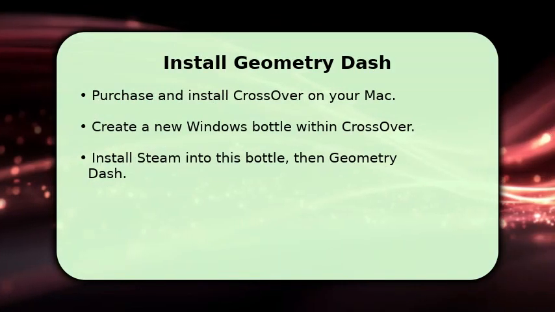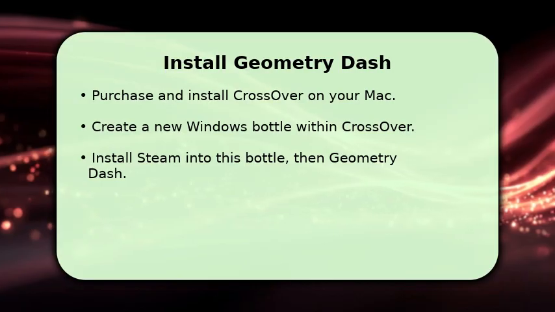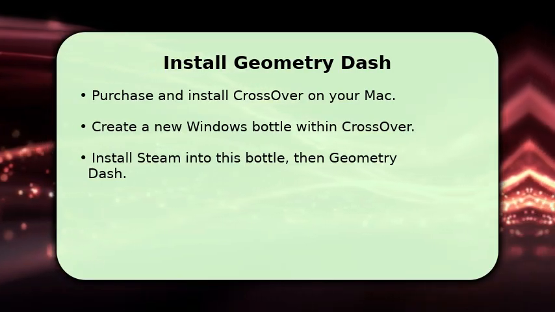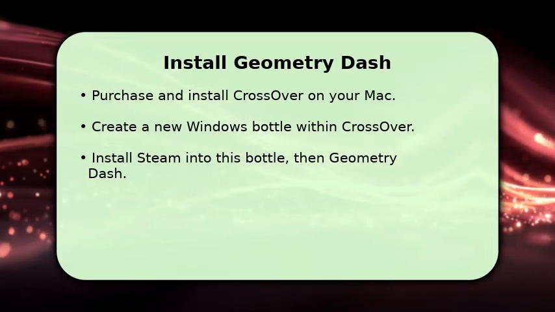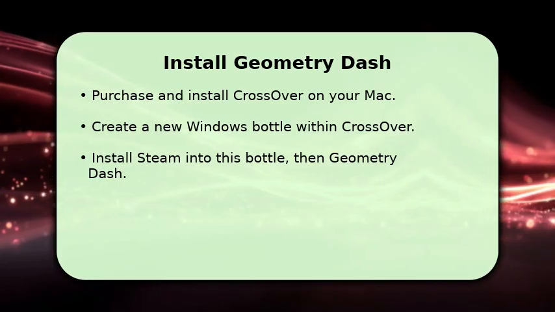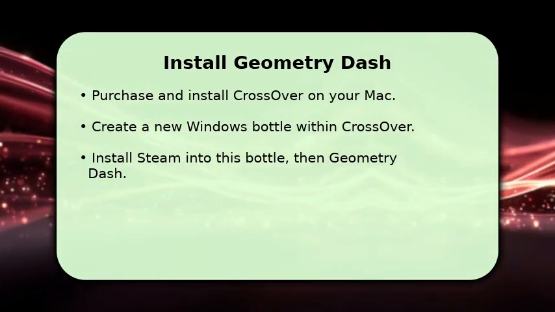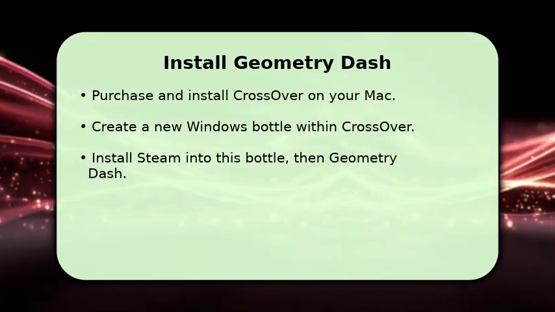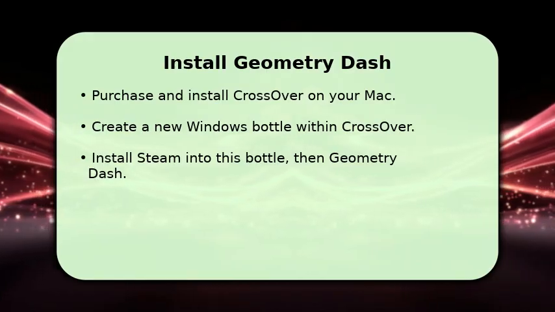Once you have Crossover installed, the next step is to set up Geometry Dash. First, open Crossover and create a new bottle, which is like a virtual Windows environment for your applications. Then, install Steam directly into this new bottle. After Steam is successfully installed, you can purchase and download Geometry Dash through Steam, just as you would on a Windows computer. It's a simple process that mirrors the native Windows experience.